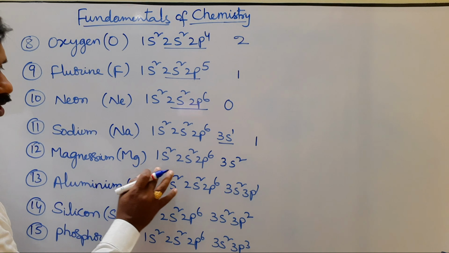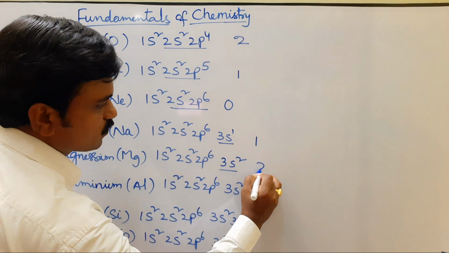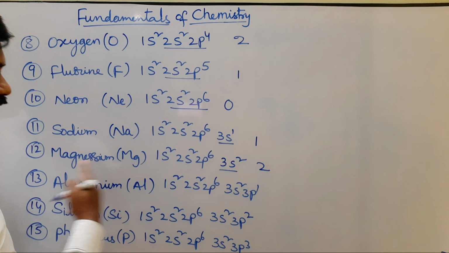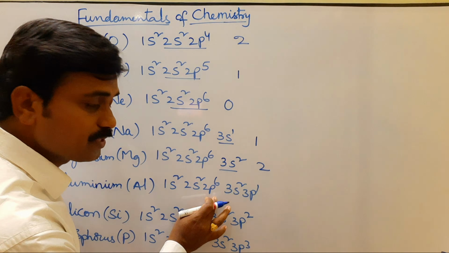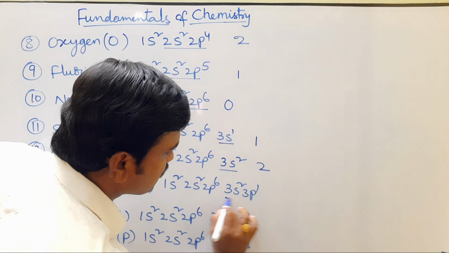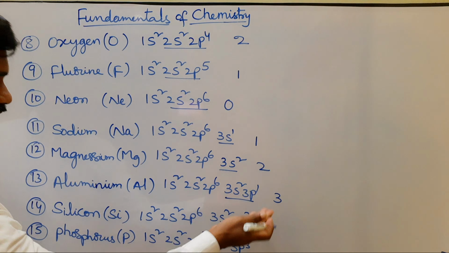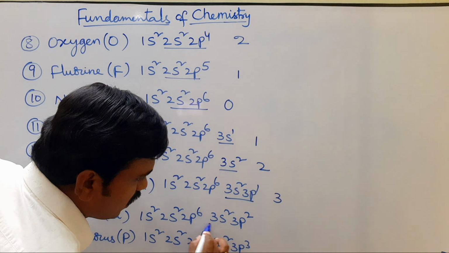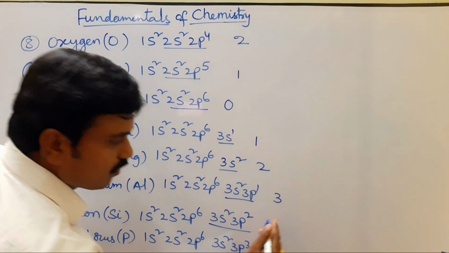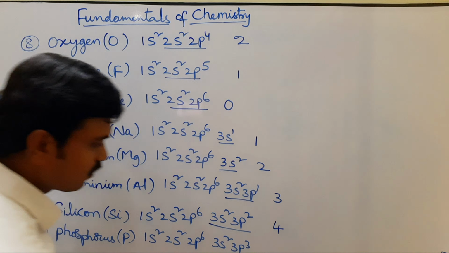Magnesium, Mg. Its electronic configuration is 1s2, 2s2, 2p6, 3s2. So it has 2 electrons in its valence shell. That's why the valency of magnesium is 2. 13th one is aluminum. Its electronic configuration is 1s2, 2s2, 2p6, 3s2 and 3p1. It has 3 electrons in its valence shell, so the valency of aluminum is 3. Silicon atomic number is 14. In its valence shell, 3s2, 3p2 configuration is there. So 4 electrons are in its valence shell. That's why the valency of silicon is 4.